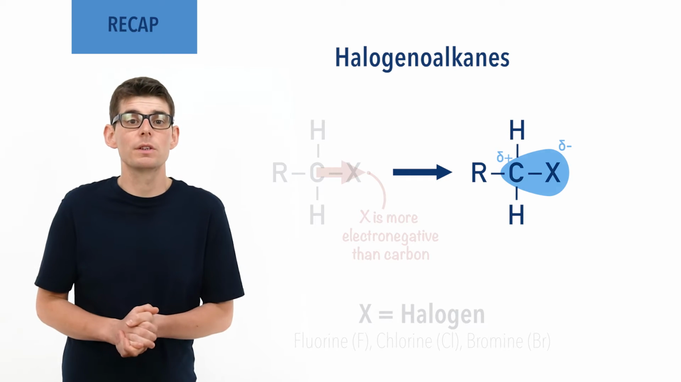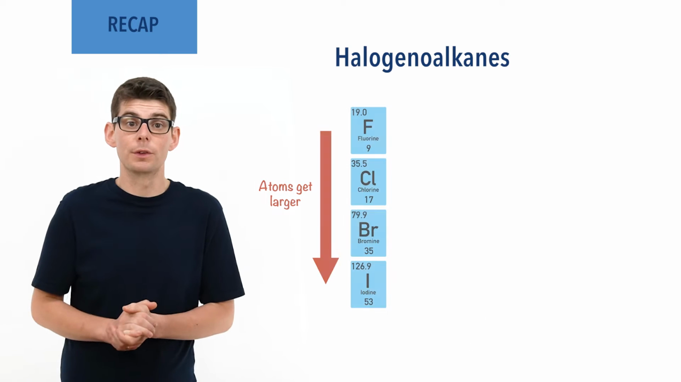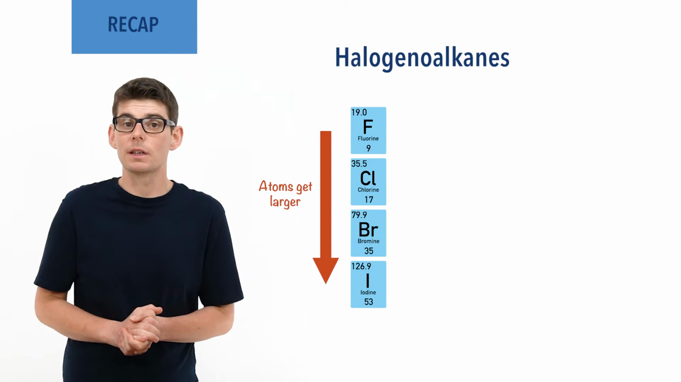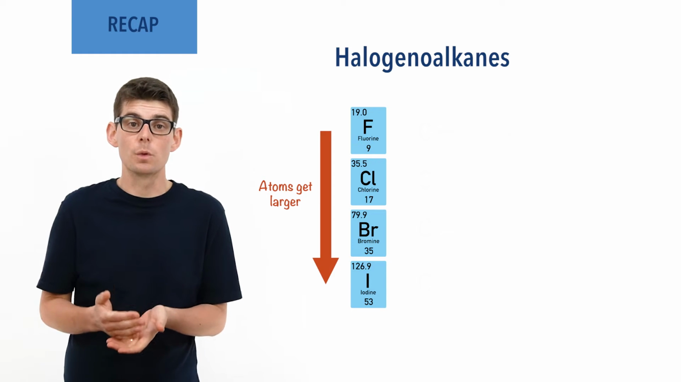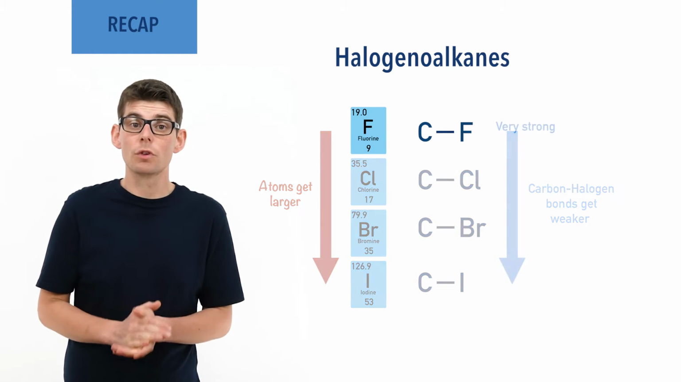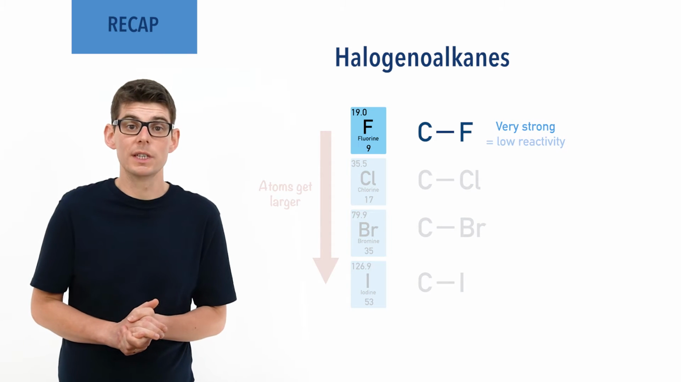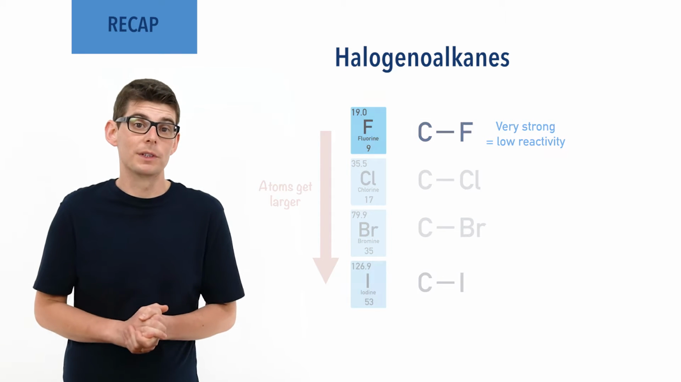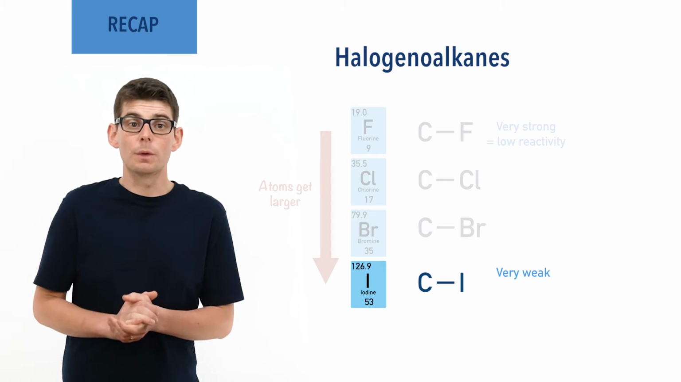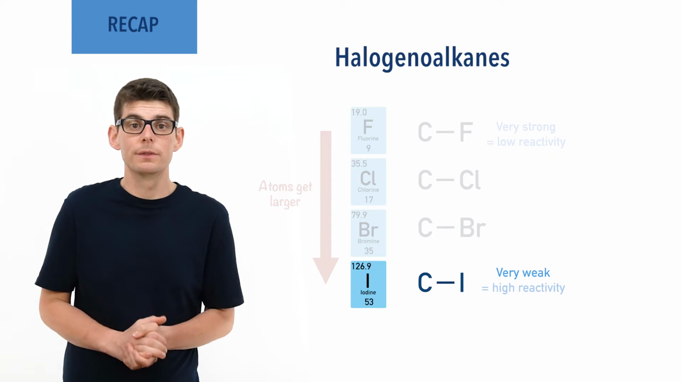As halogen size increases down group 7 in the periodic table, from fluorine to iodine, the covalent bonds they make to carbon get longer and therefore weaker. This means a carbon-fluorine bond is very strong and has a very low reactivity. A carbon-iodine bond, however, is weaker and more easily broken, making iodoalkanes much more reactive.